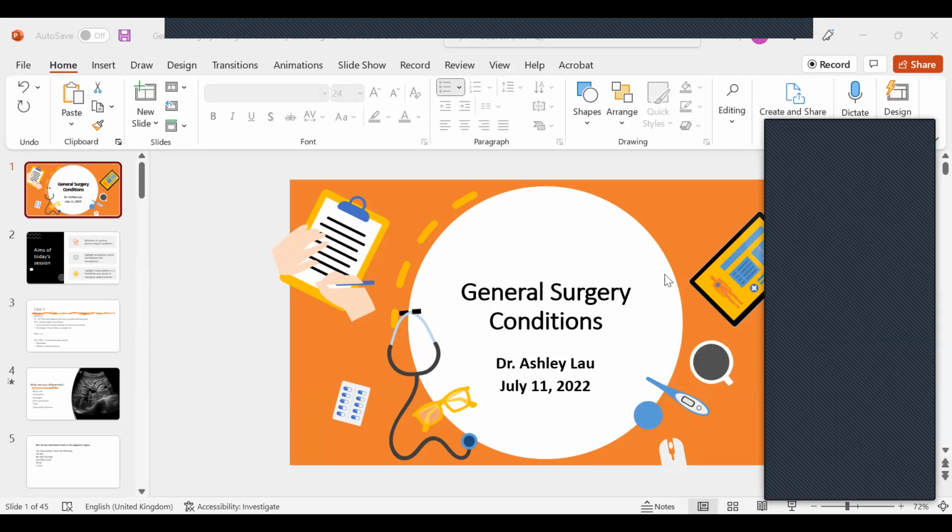Hi everyone, my name is Ashley. Today we'll be briefly going over some general surgery conditions that you'll commonly encounter as a foundation year doctor. Given the amount of time we have, I won't be able to cover everything, but hopefully this will give you a brief glimpse of what's to be expected. Next week we'll have another session on some other general surgical emergencies, and you'll find there will be some overlap in terms of some of the other conditions.